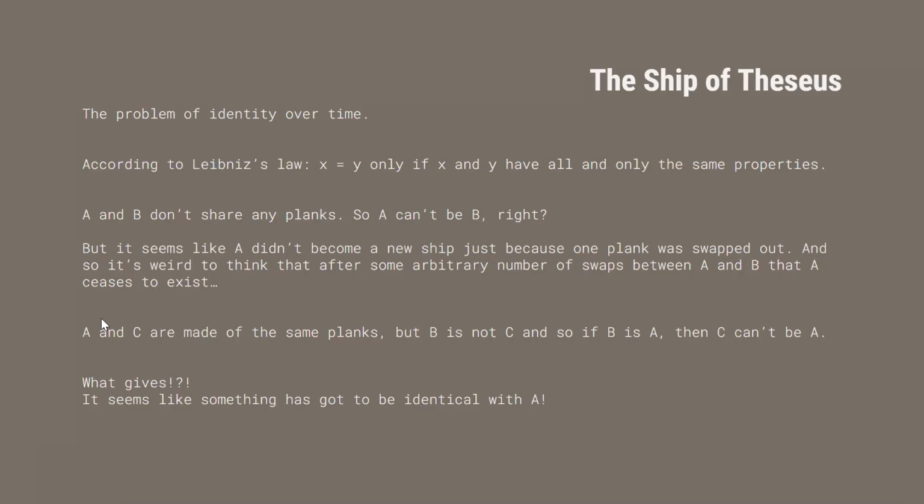Similarly, A and C are made of the same planks, but B isn't C, right? So if B is A, then C can't be A. So what gives? It seems like at the very least, something has got to be identical with A, something has got to be the original ship, but it's not entirely clear what could possibly be the original ship.